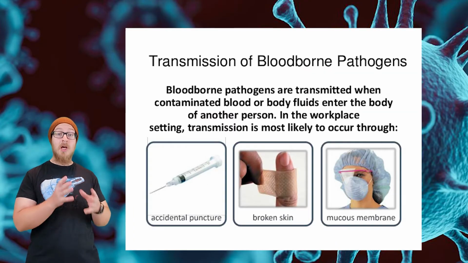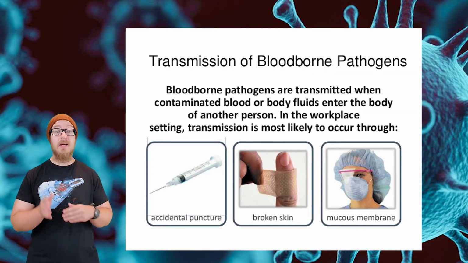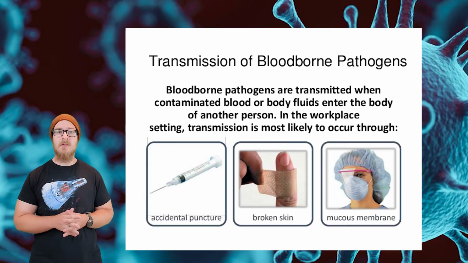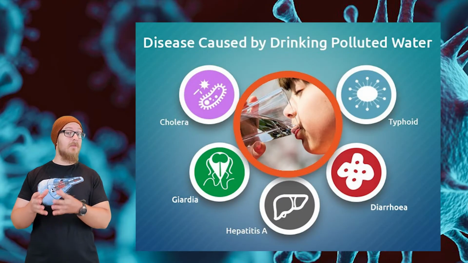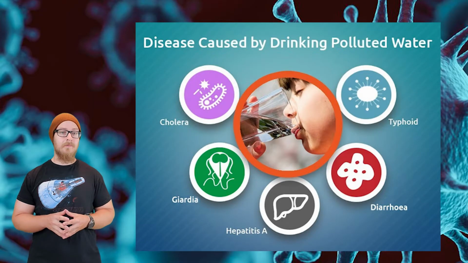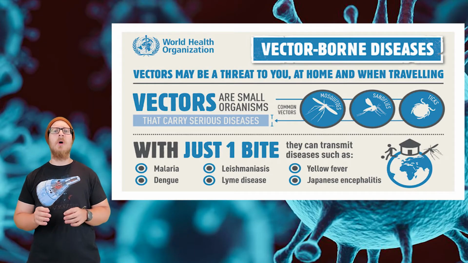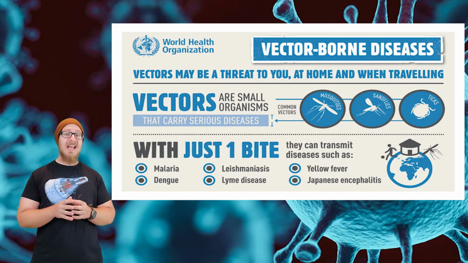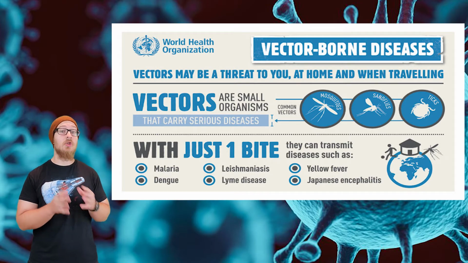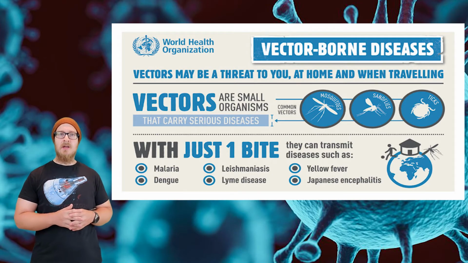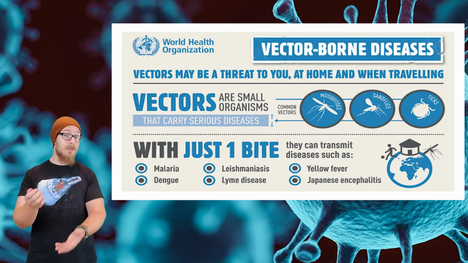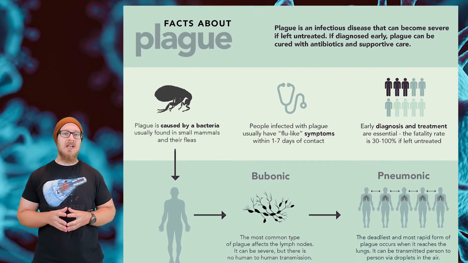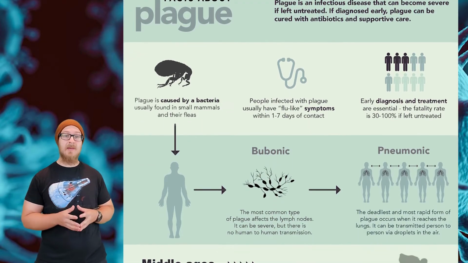Some pathogens are bloodborne, meaning they spread through blood-to-blood contact, like HIV/AIDS. Some pathogens are waterborne, meaning they are spread through infected drinking water, like cholera. And some pathogens require a vector, which is any organism that carries and transmits disease. An example of a vector is a mosquito, which is the vector that is responsible for transmitting the West Nile virus. Plague is a disease carried by organisms infected with the plague bacteria.